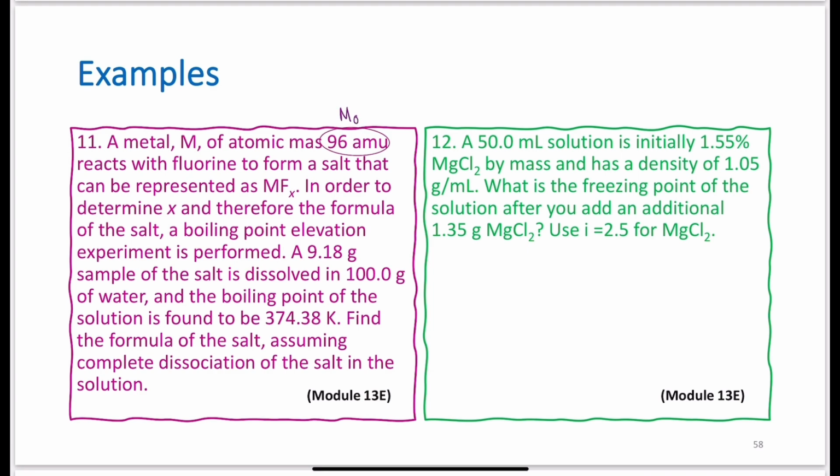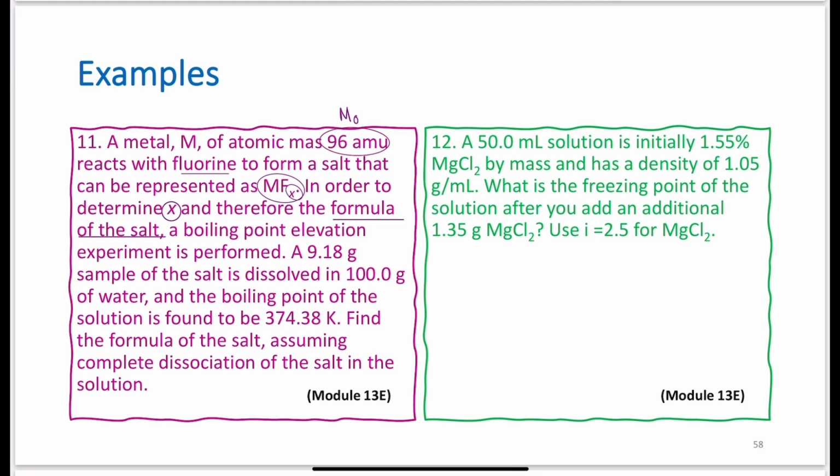It's reacting with fluorine to form a salt that can be represented as MFx. Okay, I know a general formula: I've got the metal complexing with fluorine. The problem is that that little x means I don't know how many fluorines I have, but I know I've got some. My goal is to determine that value of x, and therefore the formula of the overall salt.